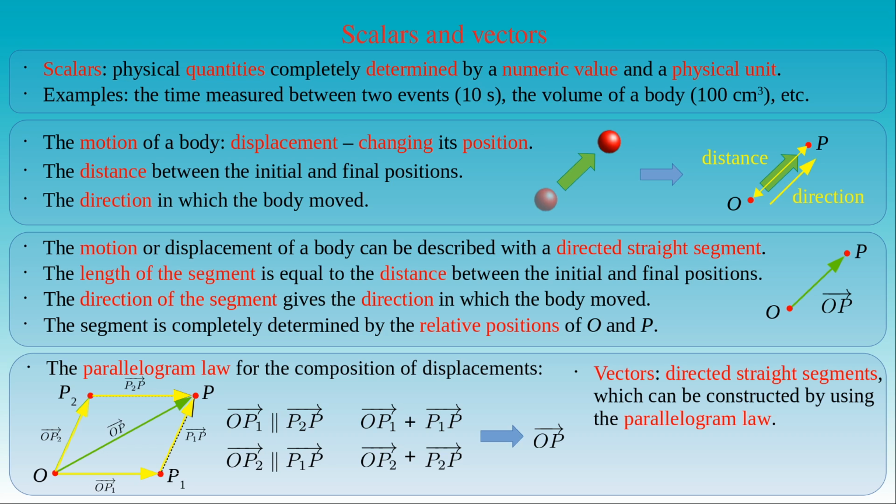vector. However, not every directed straight segment is a vector. For example, the rotation axes of spatial rotations are also represented with such segments, where the length and the direction of the segment indicate the rotation angle and the direction of the rotation axis. But the composition of such rotations is not commutative, that is, they don't obey the parallelogram law. Then the oriented rotation axes cannot be considered vectors.